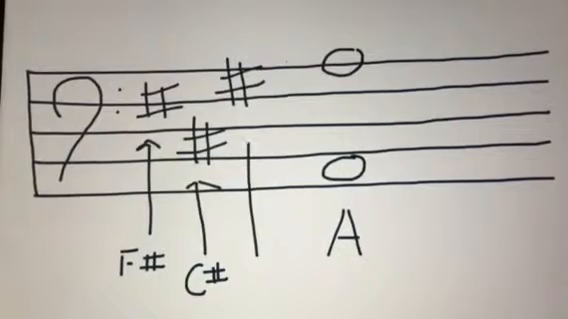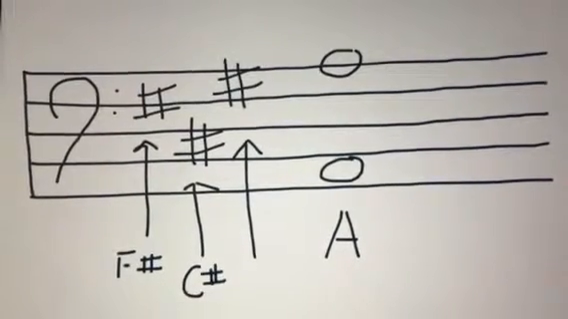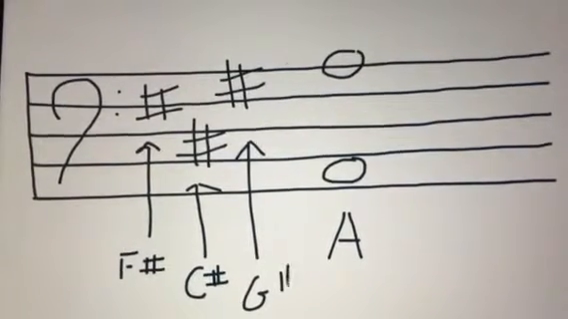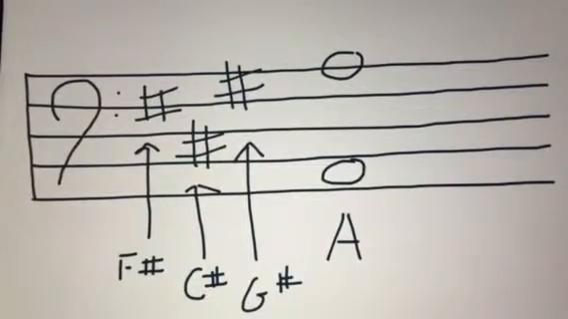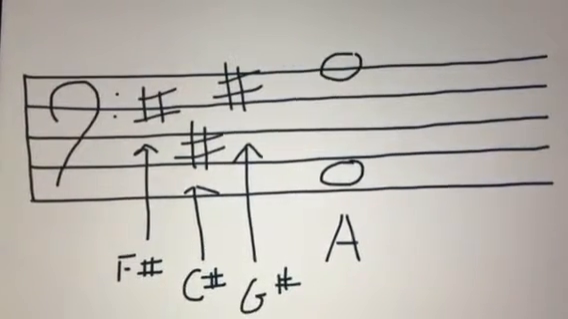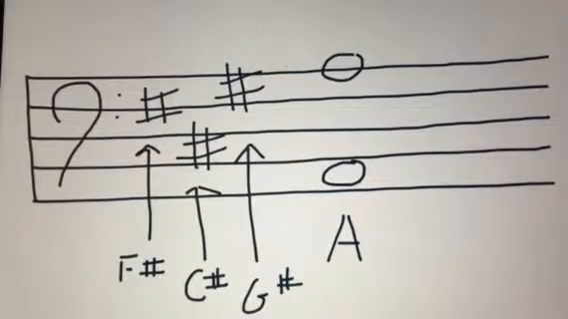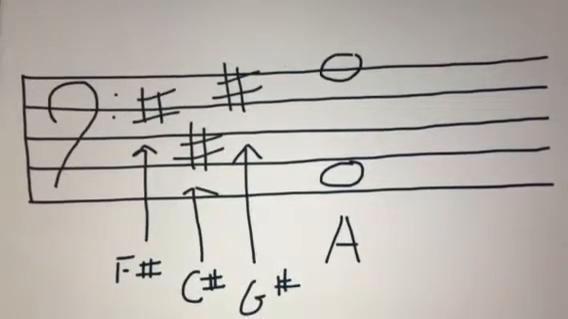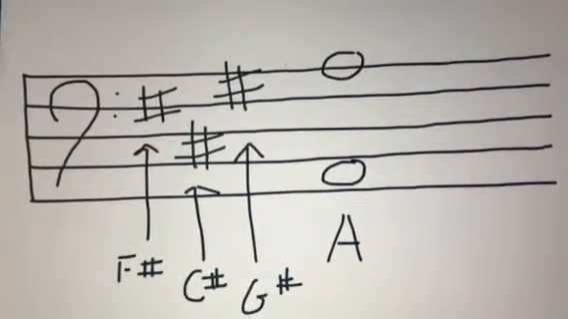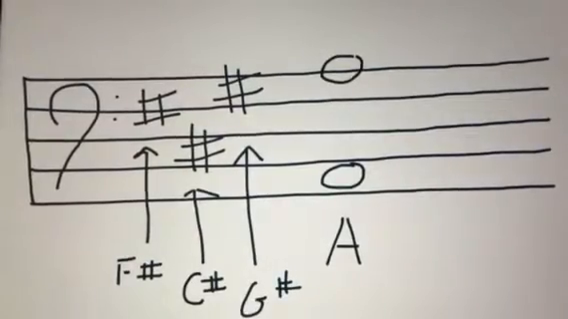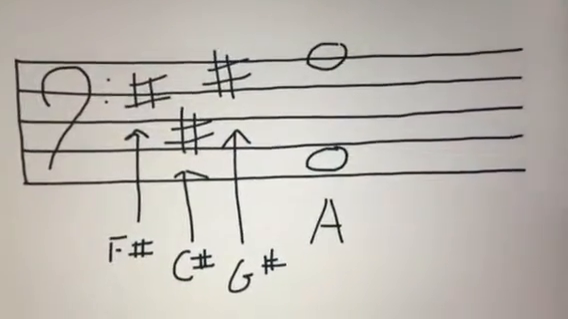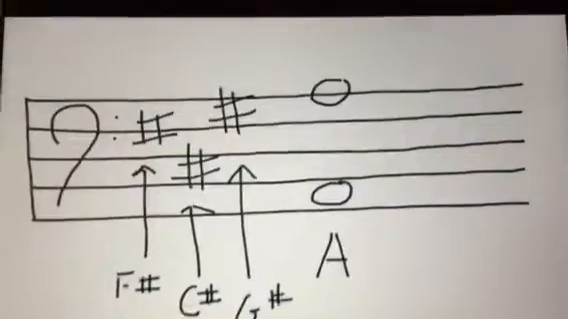And this sharp is G sharp. So there are no sharps in this key signature that are called A. Therefore, the key is A major, not A sharp major.